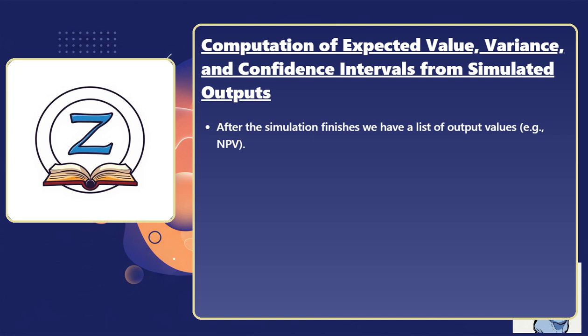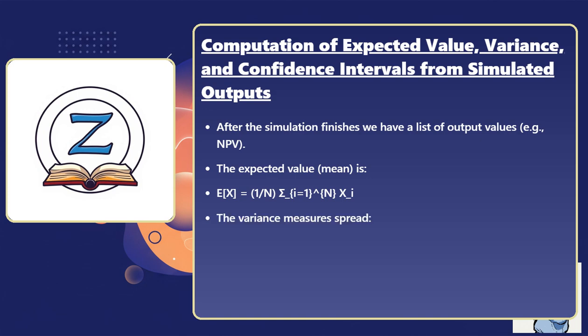After the simulation finishes, we have a list of output values, for example NPV. The expected value, also called the mean, is E of x equals 1 over n times the sum from i equals 1 to n of x sub i. The variance measures spread. Var of x equals 1 over n minus 1 times the sum from i equals 1 to n of x sub i minus E of x, all squared. Standard deviation is the square root of Var of x.